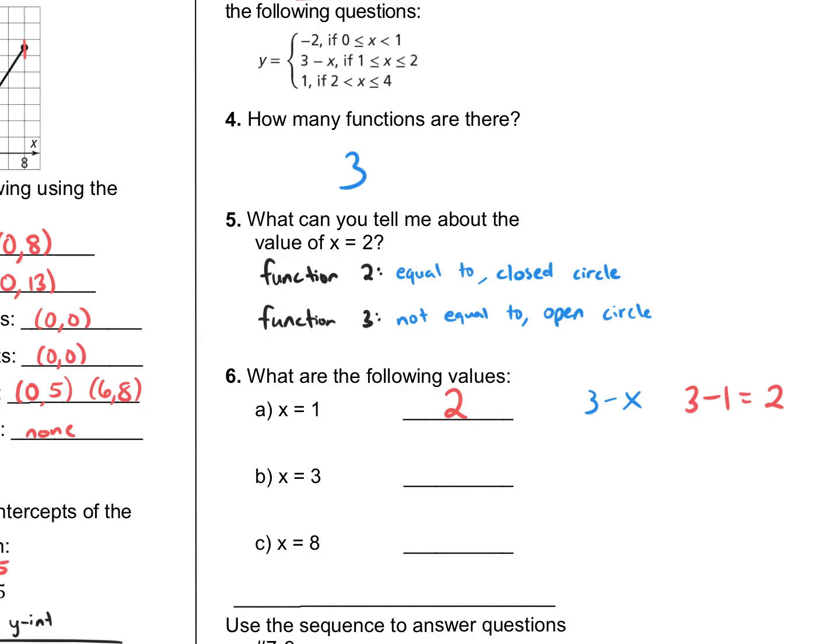Let's start from top to bottom, because that's how I would want you to go through it. Is 3 between 0 and 1? No. Is 3 between 1 and 2? No. Is 3 between 2 and 4? Yes. So we're activating this function here.